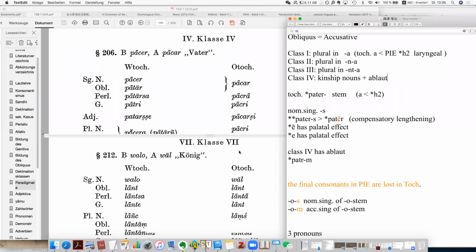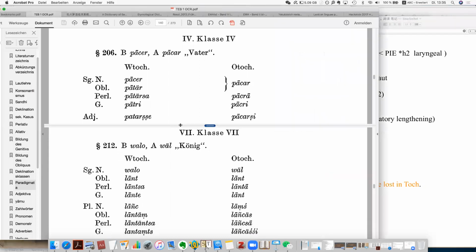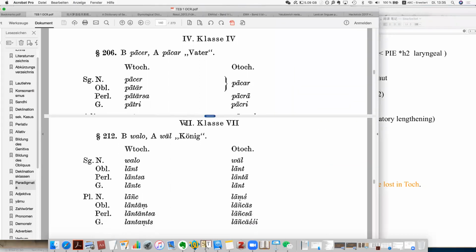It's called König, king. The king word in Tocharian. So this is the word for king in Tocharian, and we will come back to this word again. Now you just have a first impression of the king word in Tocharian.